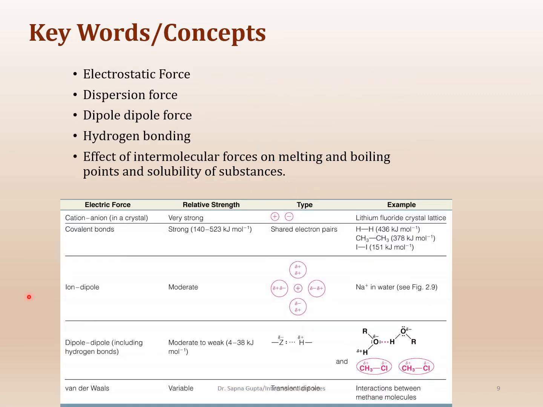Finally, here are your keywords for this chapter. You need to understand the different forces: electrostatic force, dispersion force, dipole-dipole, and hydrogen bonding, and specifically how all of these will affect solubility, melting points, and boiling points. This table here is a little bit of an example of the different kinds of forces we have, their strength, what kind you will see, and of course some examples. So go through that and then let me know if you have any questions in class.